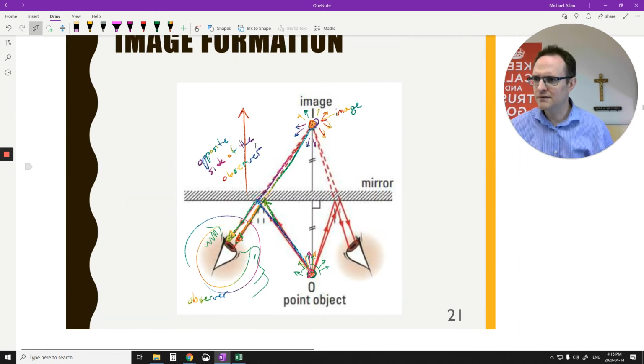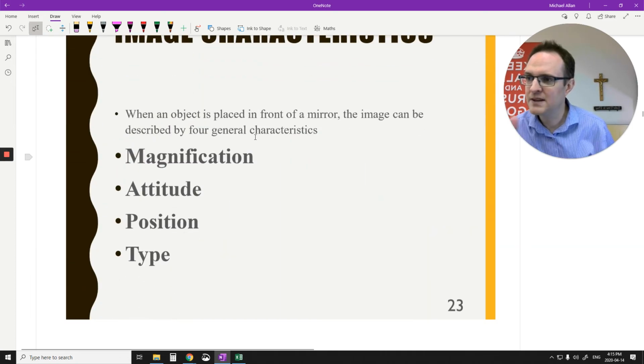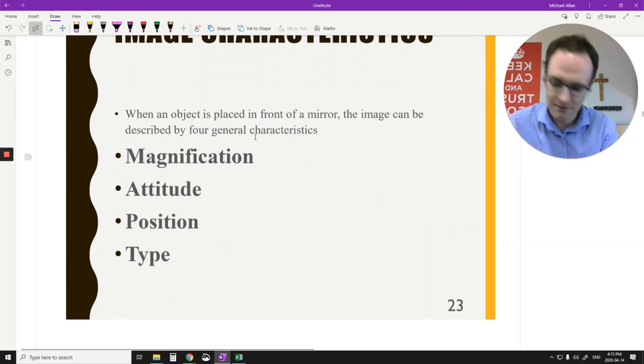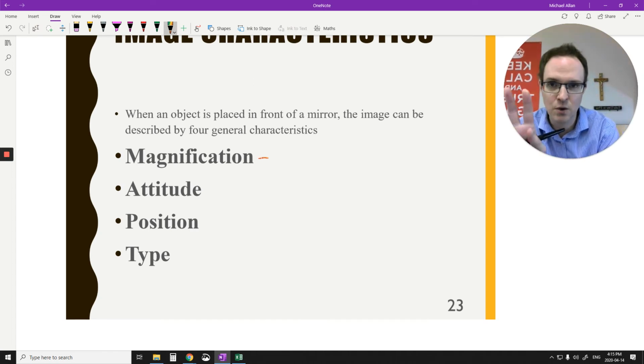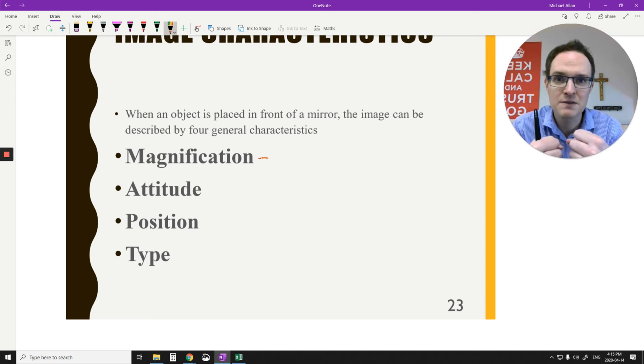Okay, so we've got virtual images and real images. We also have other characteristics as well. Sometimes we talk about the magnification. Some of these are qualitative and some are quantitative, and some actually have two versions. Remember, qualitative is more of a description and quantitative is more of a number. So magnification actually has two pieces to it.